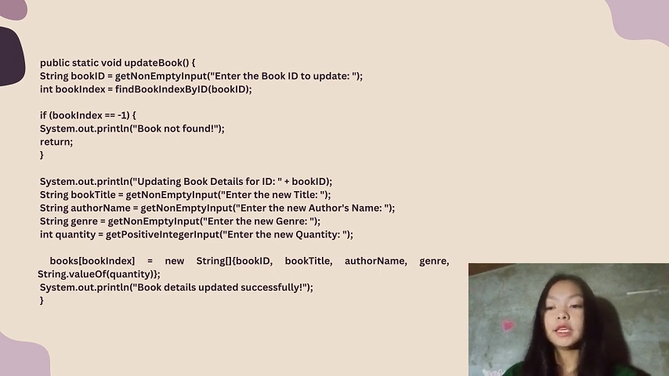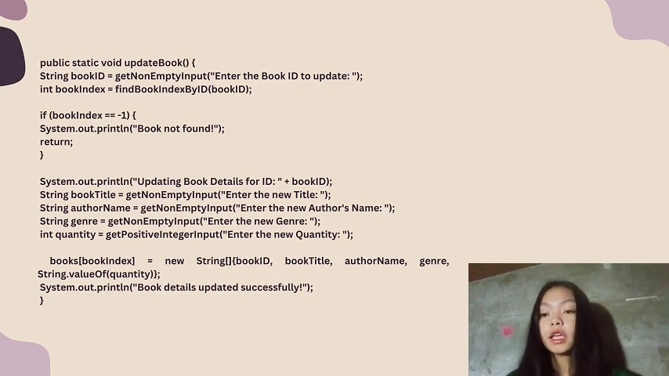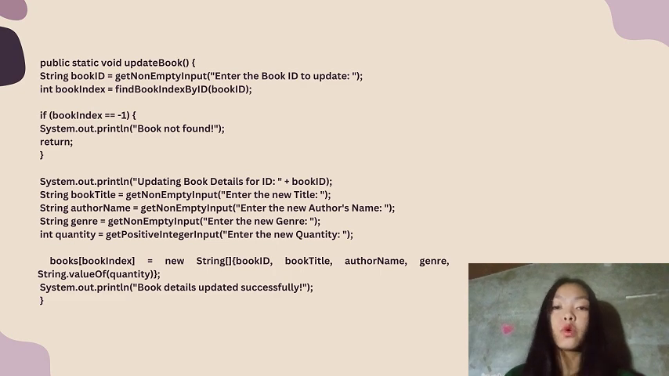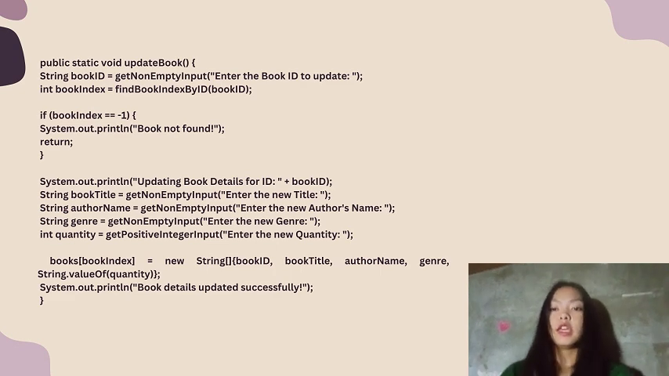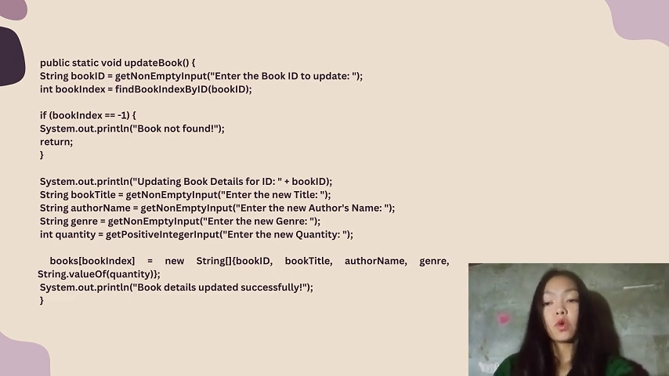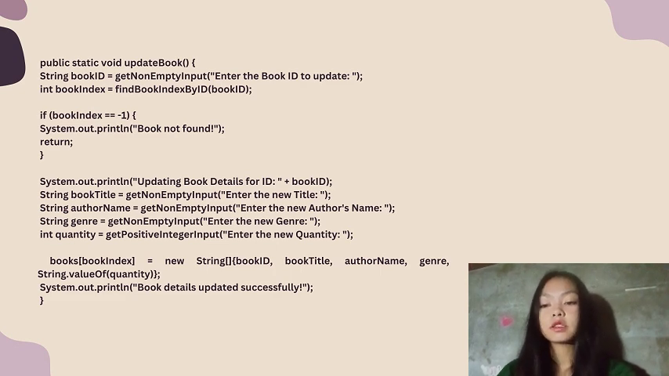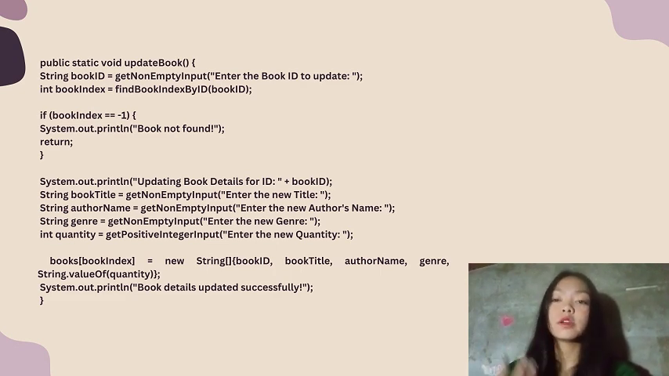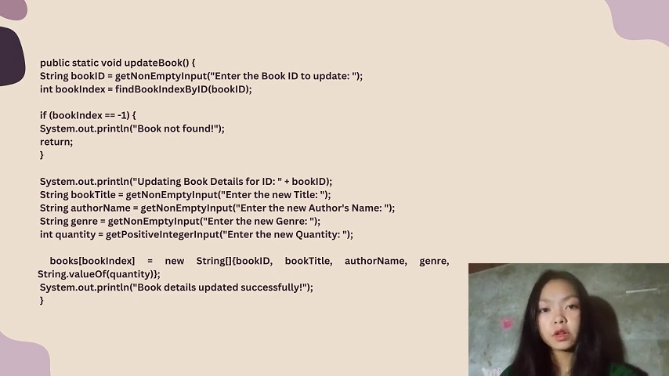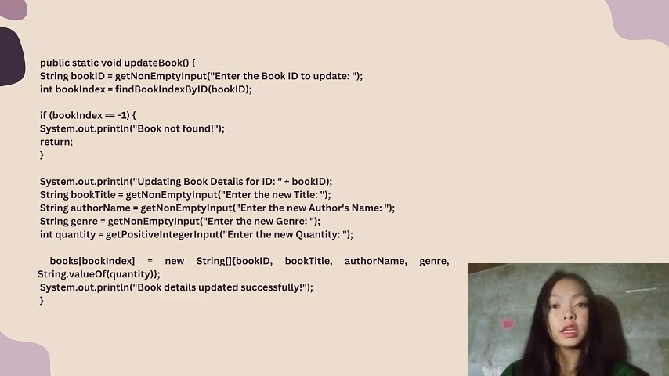The provided book ID is used to find the index of the book in the array through the find book index by ID method. If the returned index is -1, it means no book with that ID was found. So a message saying book not found is displayed on the screen and the process terminates. If the book is found, the user is notified that the book details will be updated using its ID.